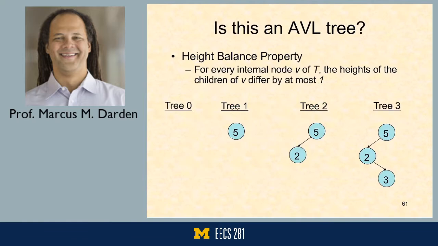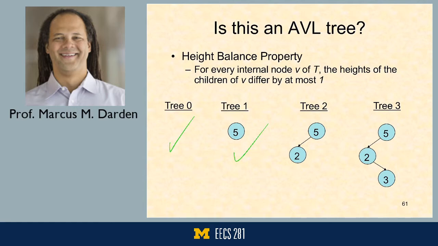So, at first glance, let's just figure out if we know what an AVL tree is when we see one. This height balance property, remember, says that for every internal node, the heights of the children differ by at most 1. So tree 0, that one is trivially an AVL tree, right? It's got no nodes in it. How about tree 1? Well, remember that the height balance property is just a constraint upon internal nodes. So with no internal nodes, tree 1 doesn't violate any constraints.